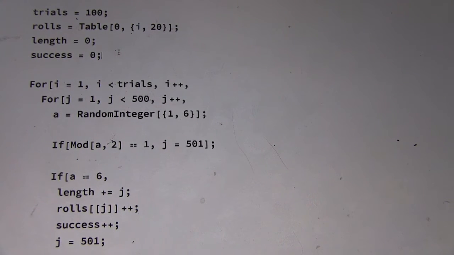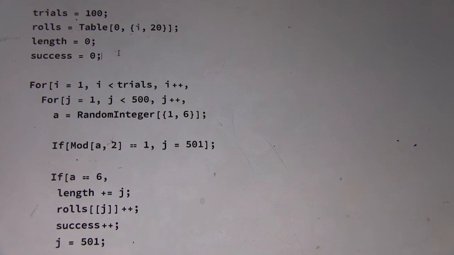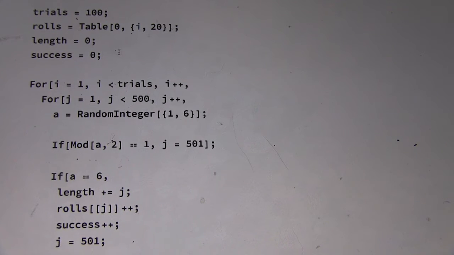Yeah. All right. So rolls. What is rolls? Rolls is keeping track of the number of rolls it took. Okay. So rolls is a table. In the first spot, that's how many times it took one roll, and the second spot's how many times it took two. Yep. Very good. Length is the amount of rolls it took. It's just a variable for that. And then success is a variable for how many successful trials we had.